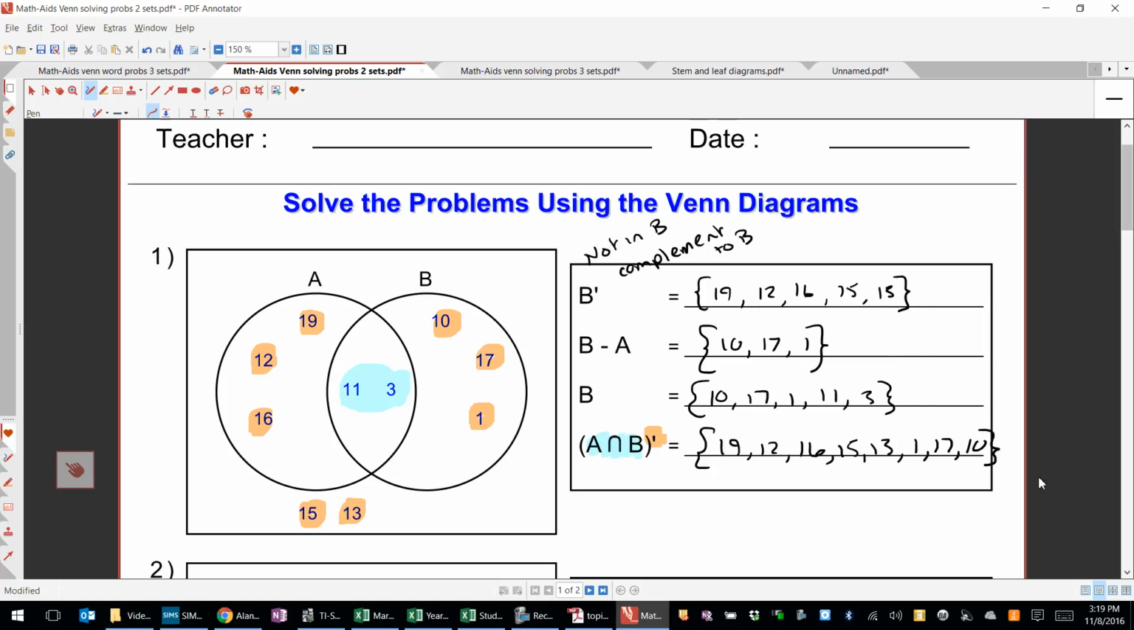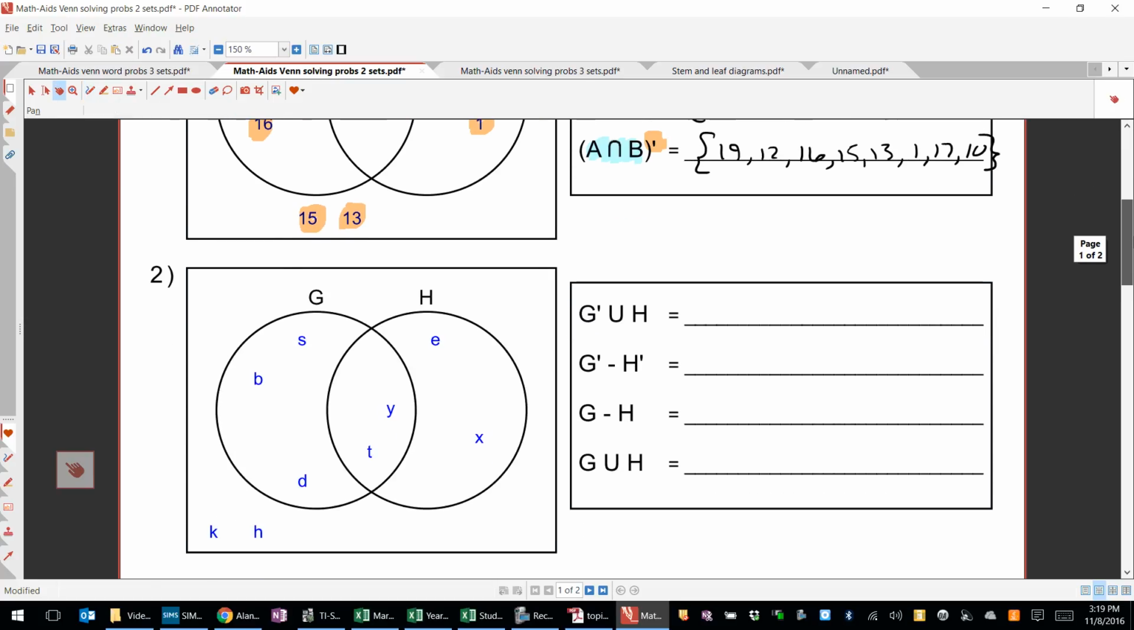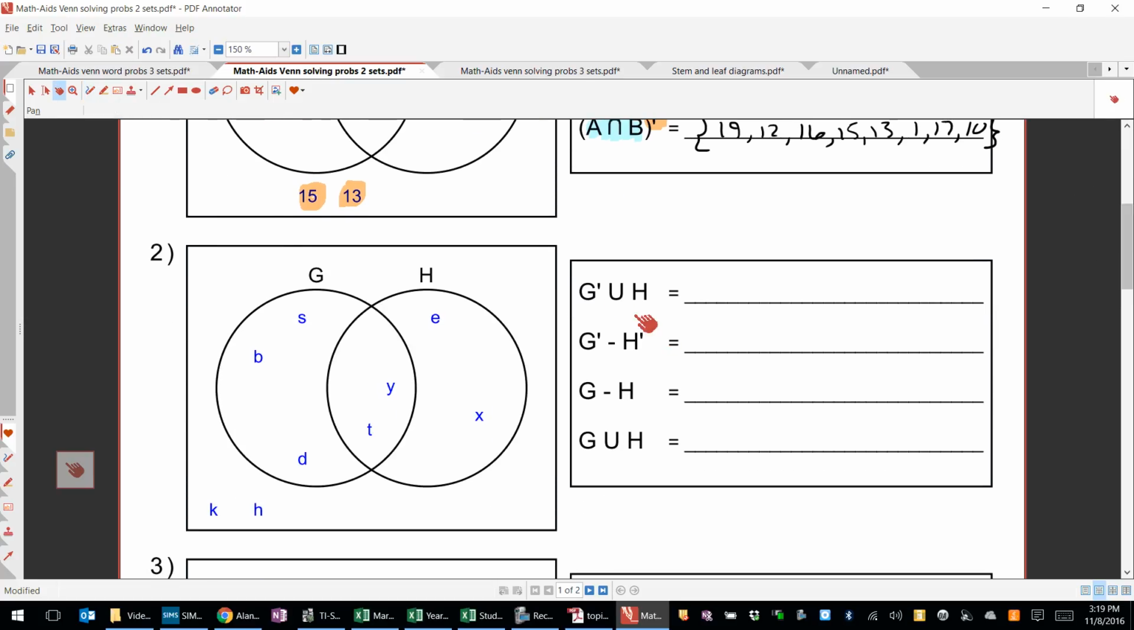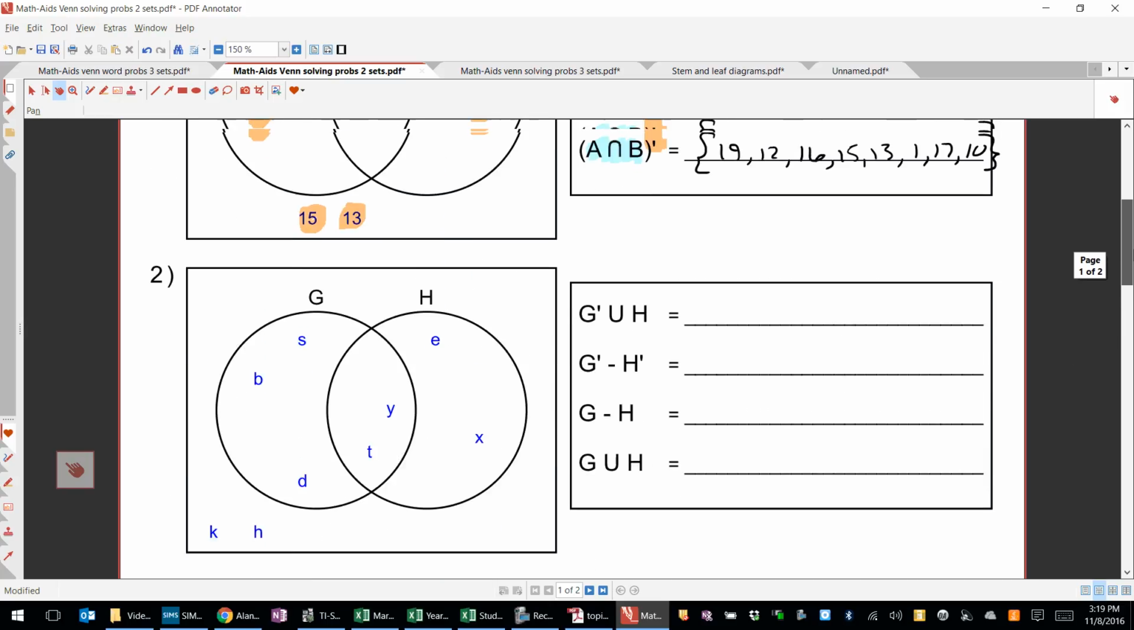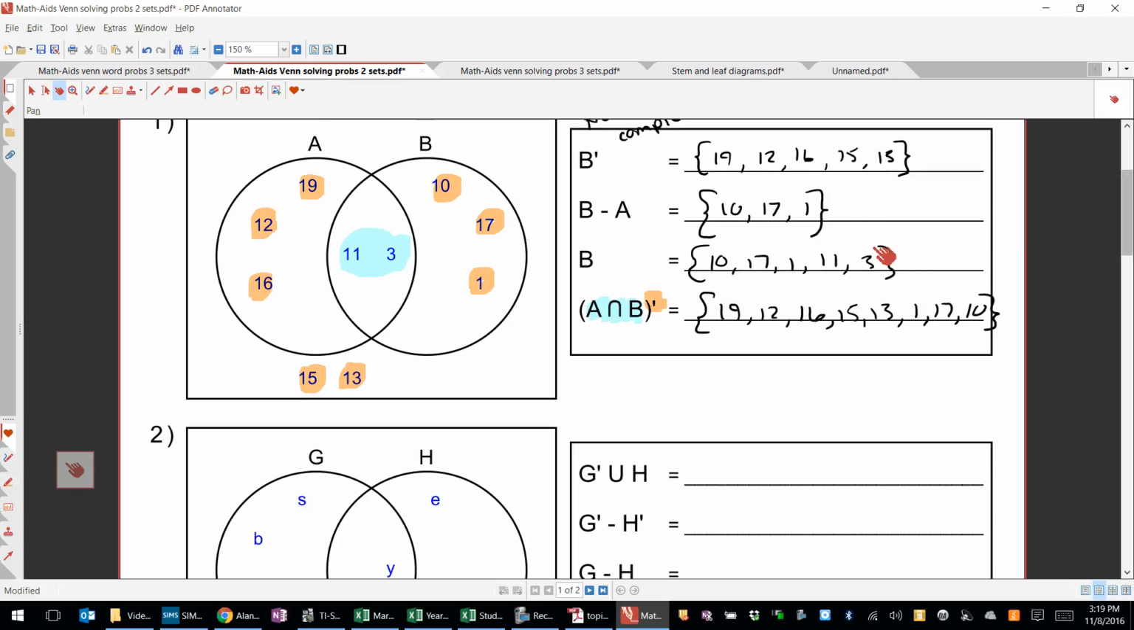Right, I will leave you then. Similar ideas, they start extending a little bit, but for the next two, see whether you can have a go at those.